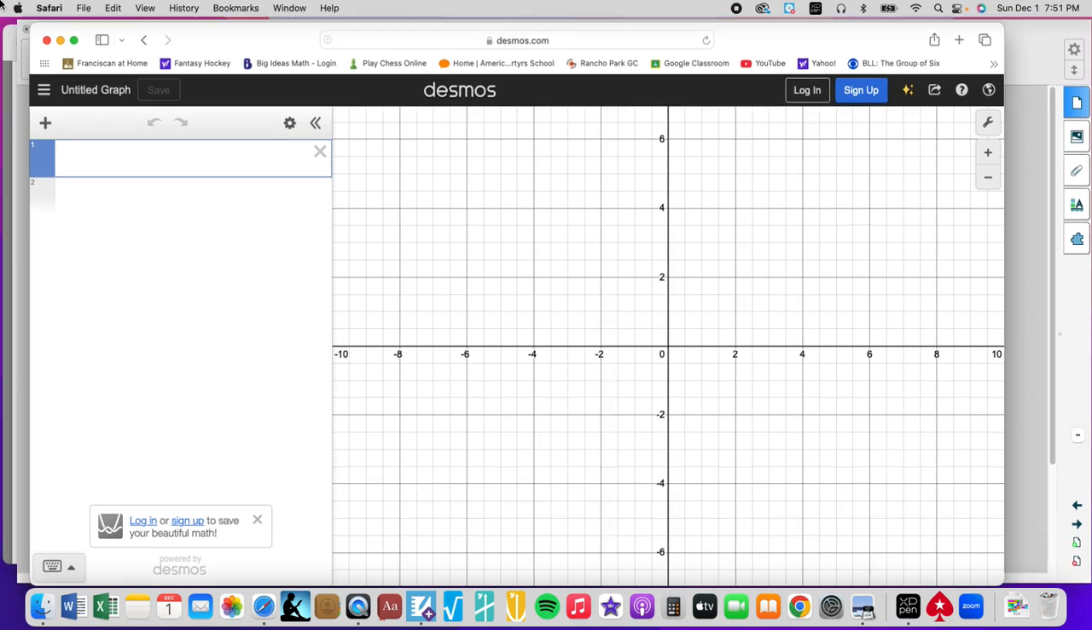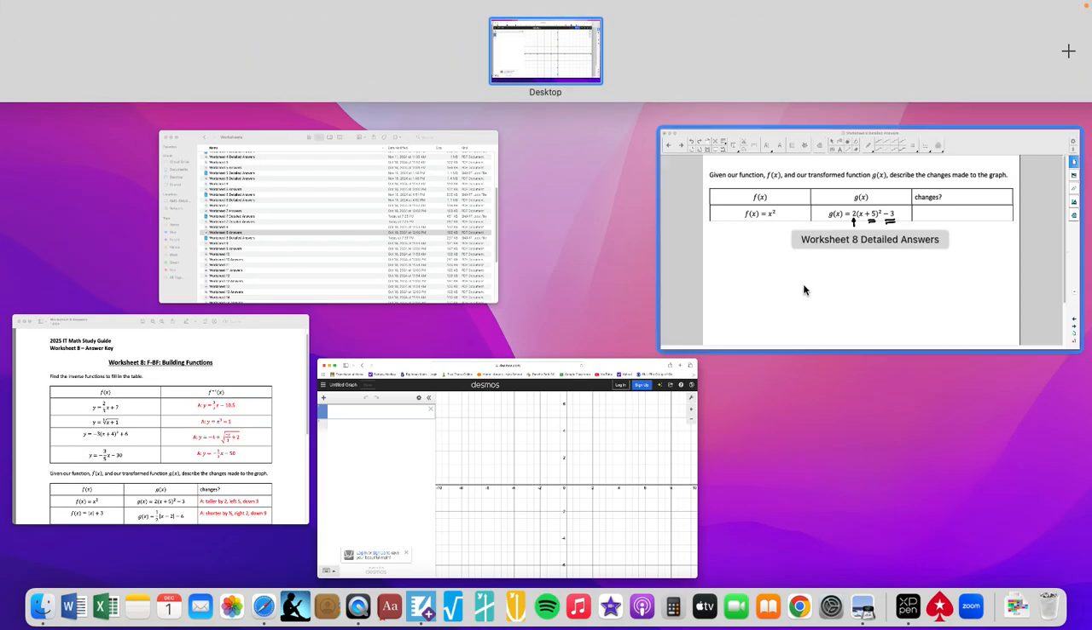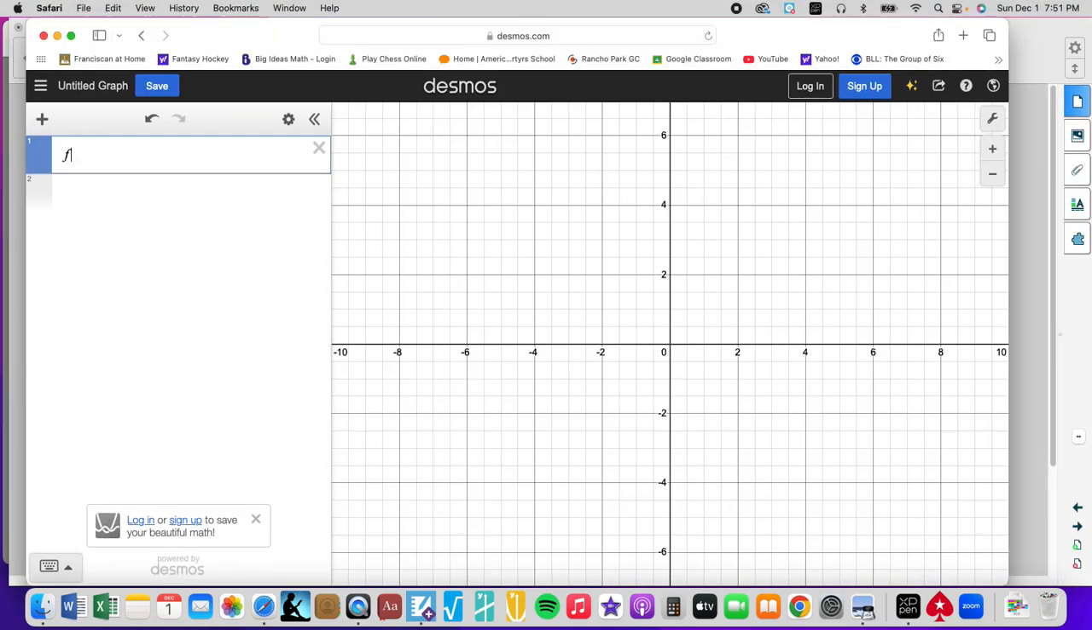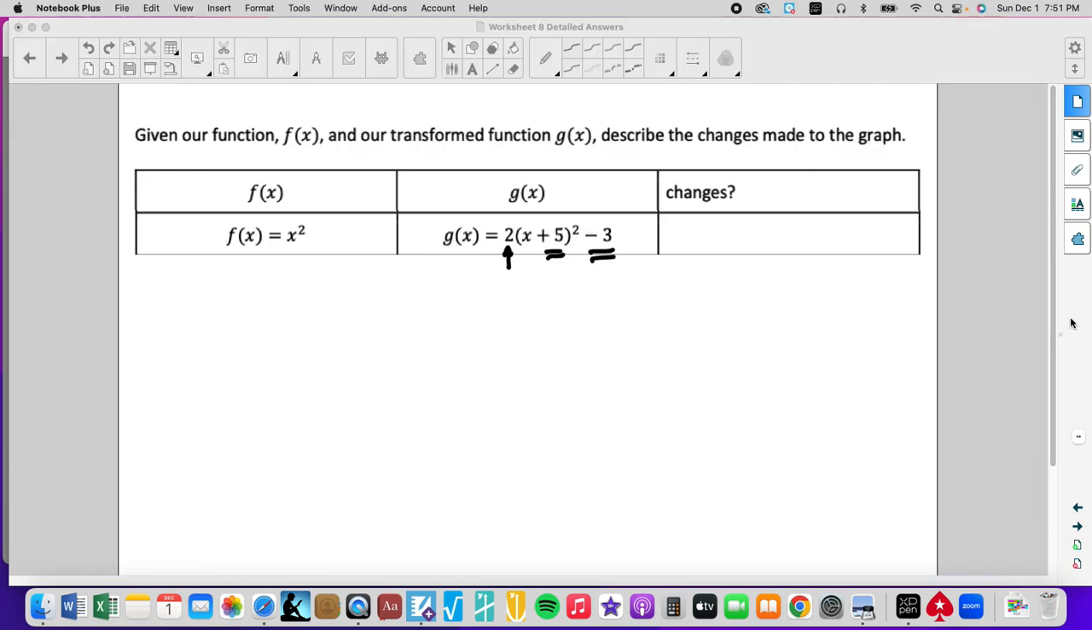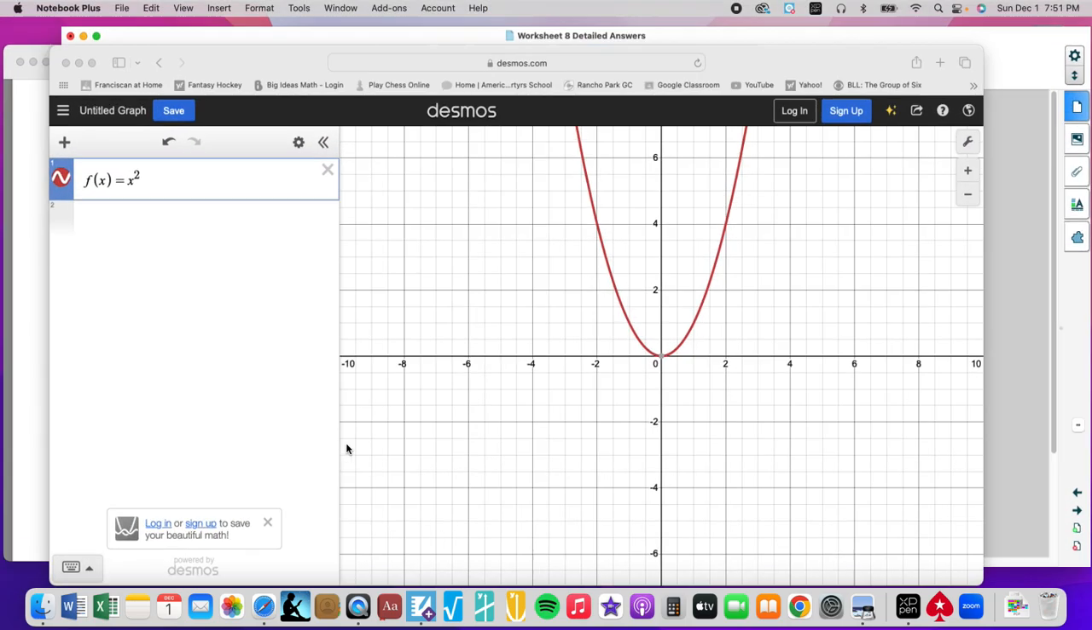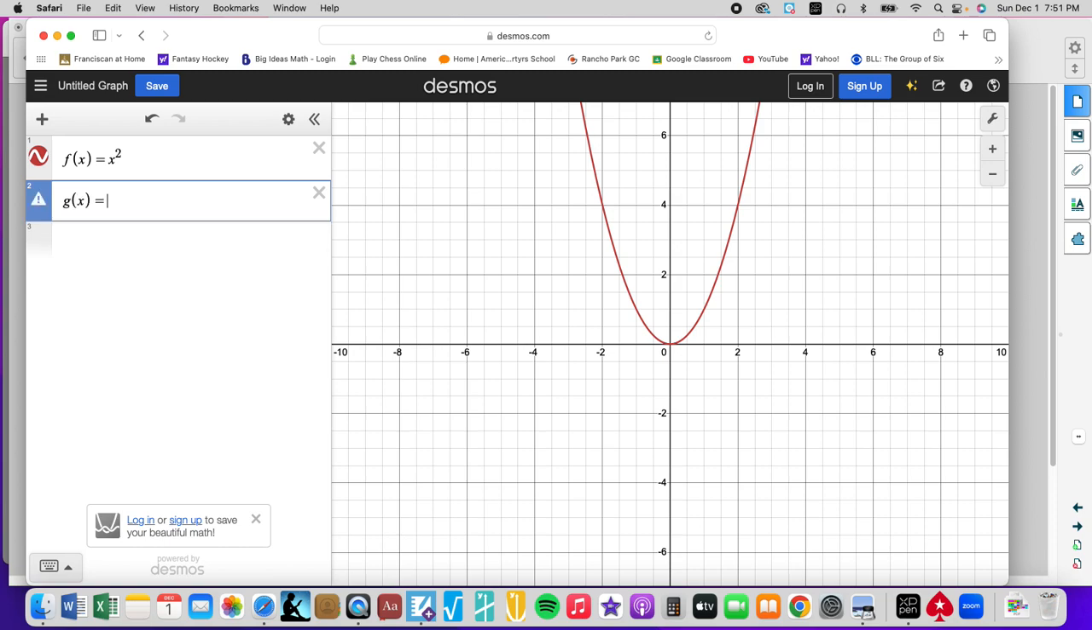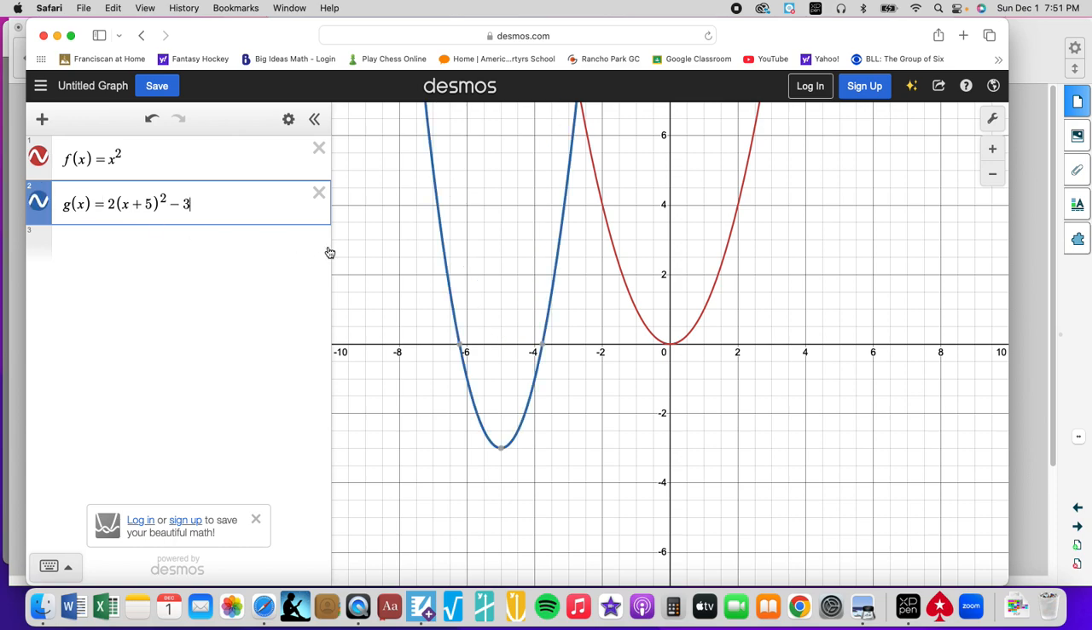And we're going to put in the parent function. That parent function is x squared. So if we say f of x equals x squared, we have a regular parabola. Okay. And what happens to this? g of x equals 2 times the quantity x plus 5 squared minus 3. So what happens to the parabola? Well, we always want to look at where the vertex is: 0, 0, and now the new vertex is negative 5, negative 3. So clearly it shifted left and down.